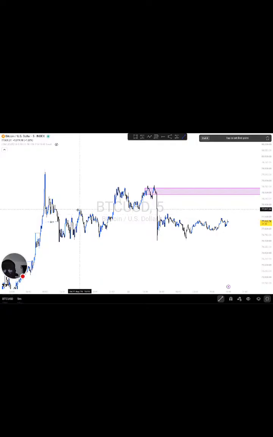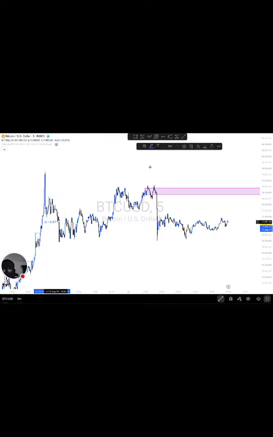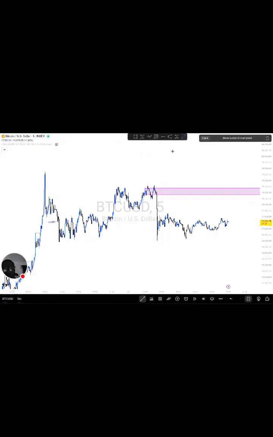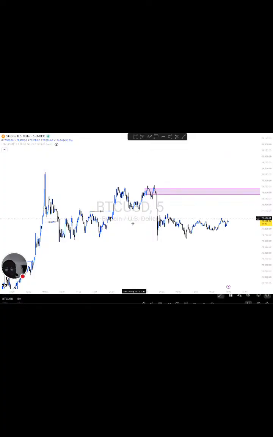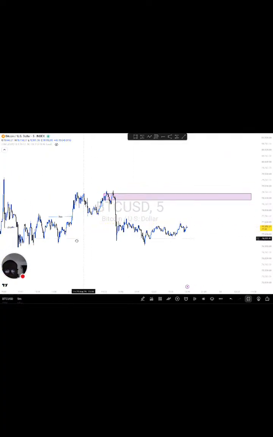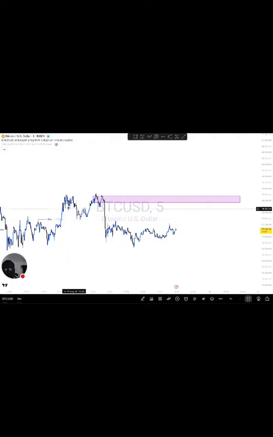And after a lot of consolidation, sorry, this is a changing of character, not a breaking of structure. This is a changing of character. So this is a breaking of structure to the upside. You can see the market did a breaking of structure to the upside. We're in the weekend, so the market is usually consolidating during the weekend, and we have a break of structure to the upside. So we have to map everything out correctly to be sure. The market actually formed an M pattern, which has also already played out.